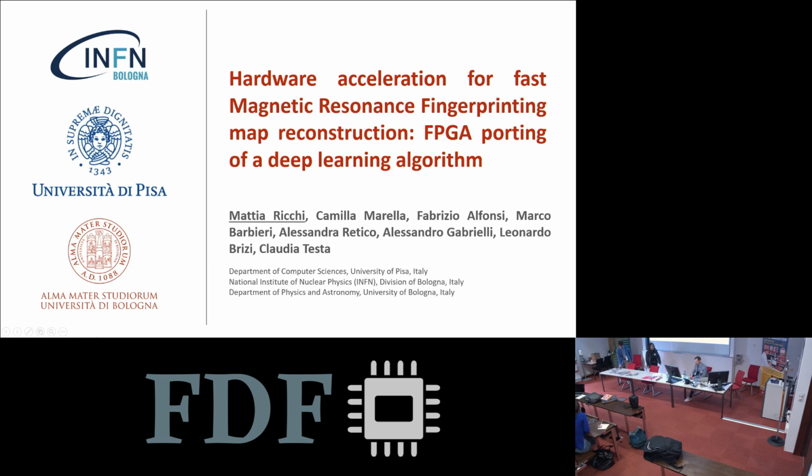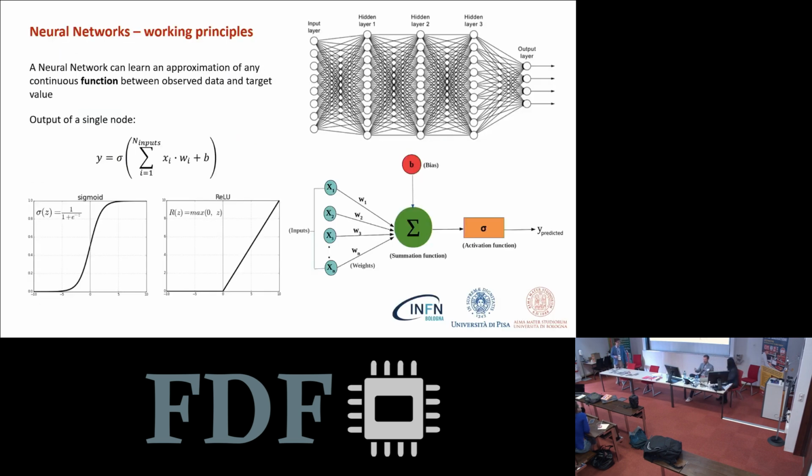Let me just start with a very brief introduction on what a neural network is, because I know you have already heard about it. In general, we can define a neural network as a function approximator. A neural network can approximate any linear function between the input data and the target values.